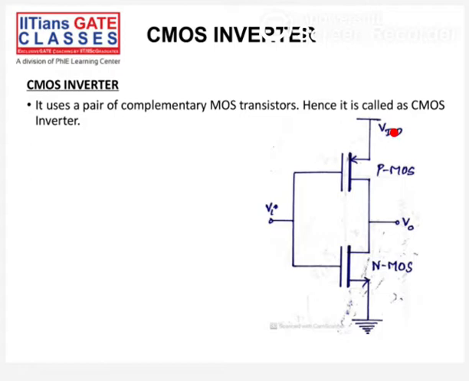So we can say this is common, what? It is common source. NMOS is acting as a common source device because source is common here, and here we can see the PMOS is acting as a common gate. How it works, we'll understand later.